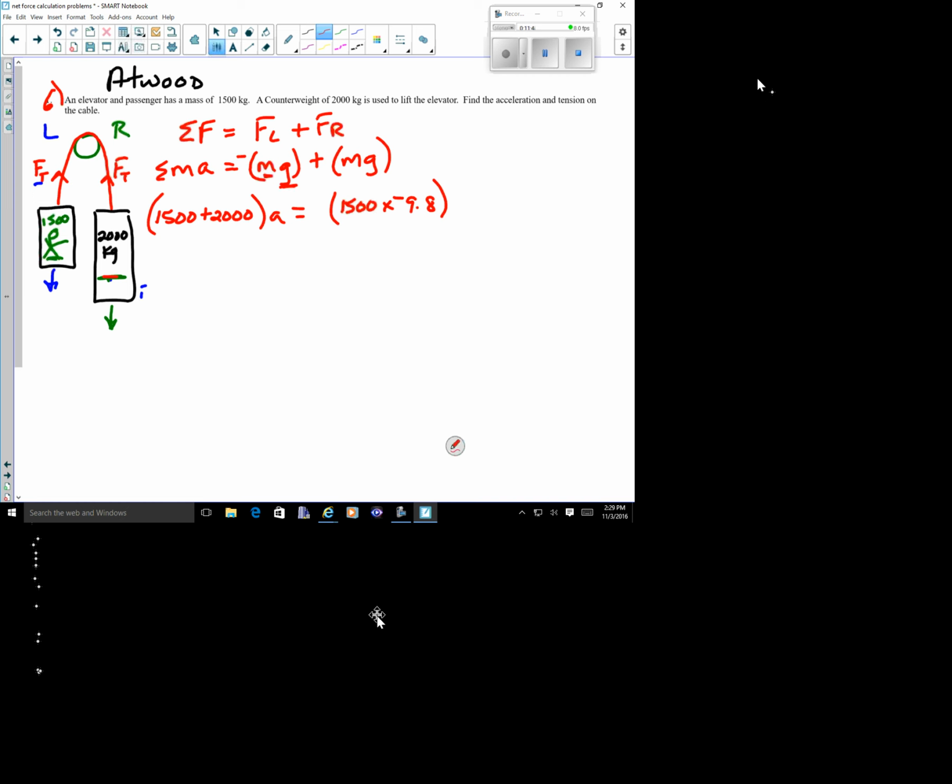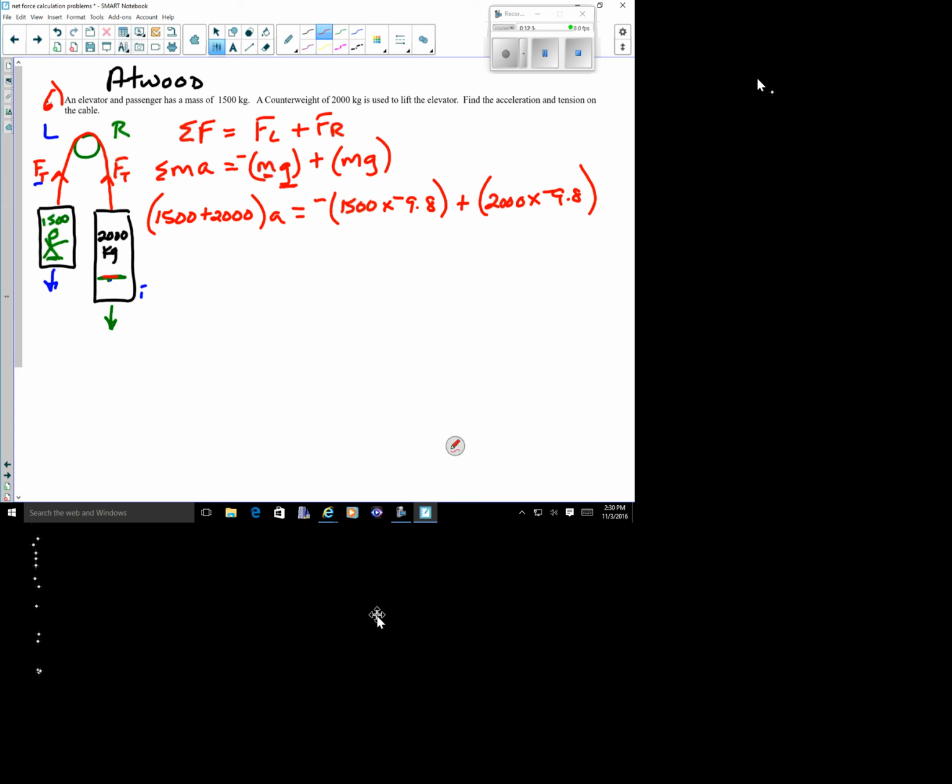The reason why that negative 9.8 is there is because gravity pulls down. But you've got to remember the acceleration of the thing on the left-hand side is going up. So I've got to multiply that negative by a negative to make sure it's going up. Once again, the left-hand side goes up because the right-hand side is heavier. So I've got to change that negative 9.8 to a positive. Then I'm going to do the right-hand side. Well, the mass on the right-hand side is 2,000 times negative 9.8 for gravity that's pulling down.